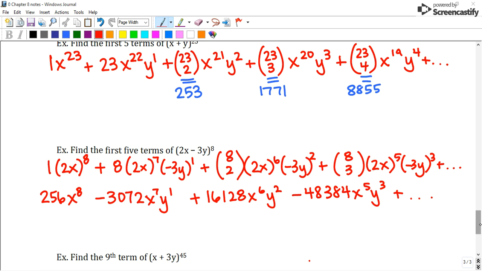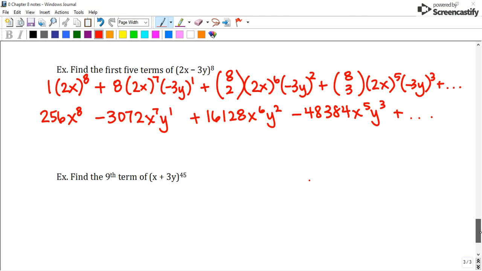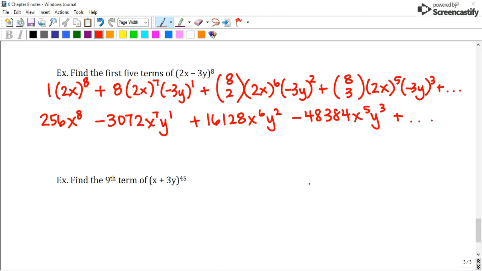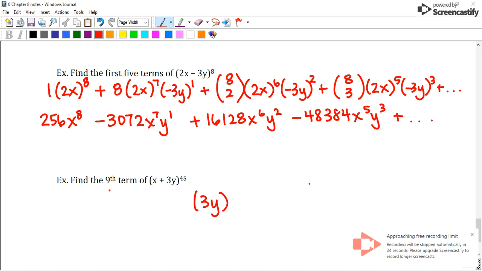You should have 5. Now, what if I just want to find a specific term? Keep in mind your pattern. The first term doesn't have any y's. The second term has 1 y. The third term has 2. So this second exponent always ends up being whatever term minus 1.